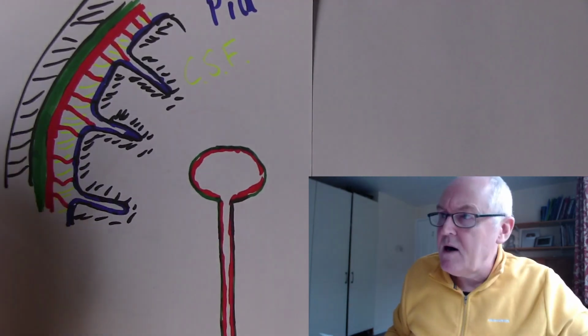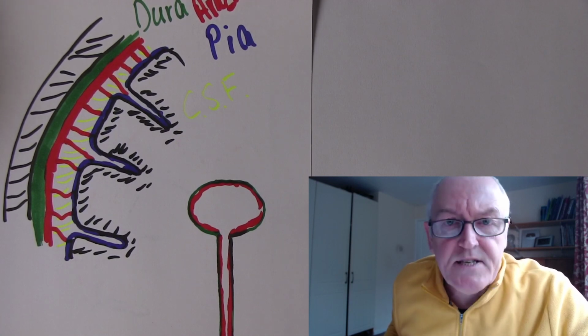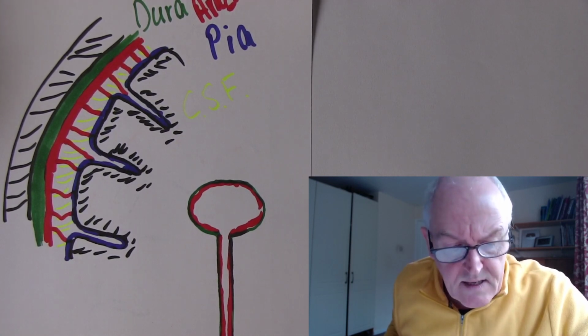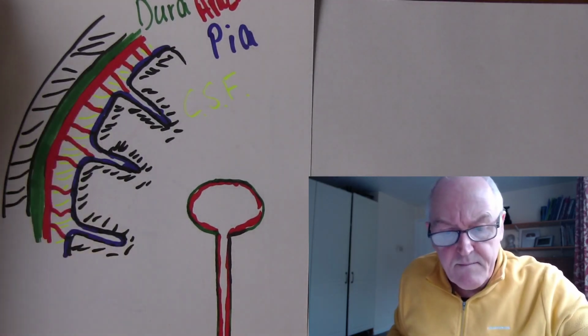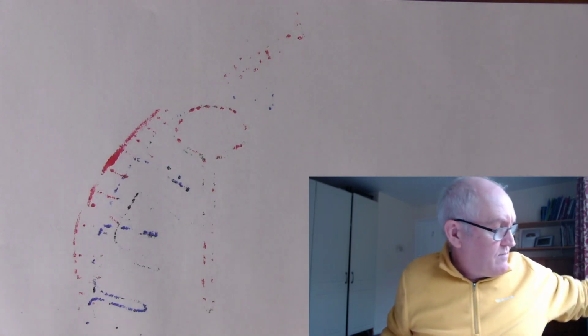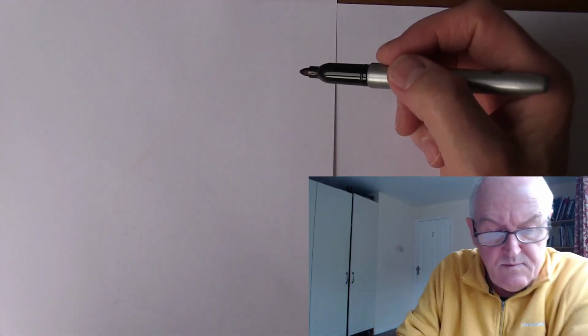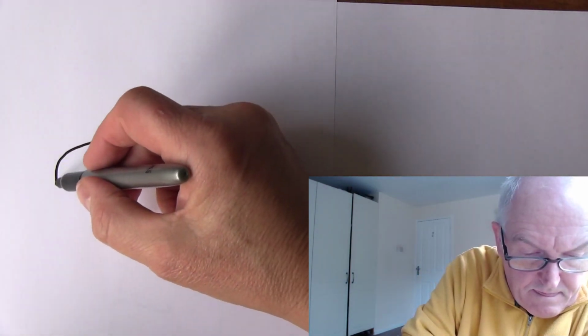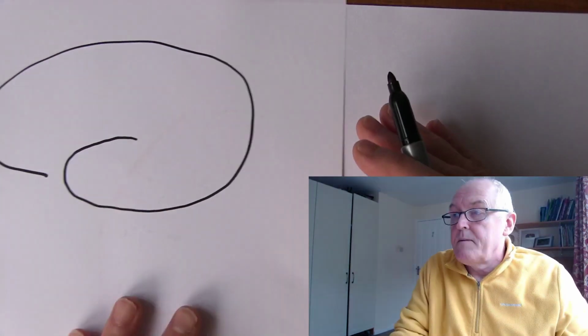Now, the other part I wanted to do, as well as the coverings that are associated with the brain and the cranial and the vertebral cavities, I wanted to look at the way the cranial cavity is subdivided. So let's imagine, well, the brain, of course, is somewhat like a boxing glove. So here we have the brain, like this. So that's roughly the brain.